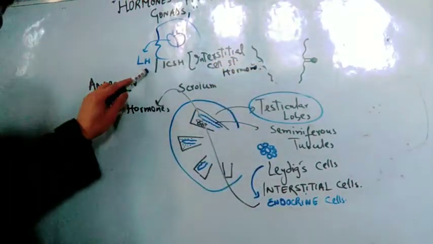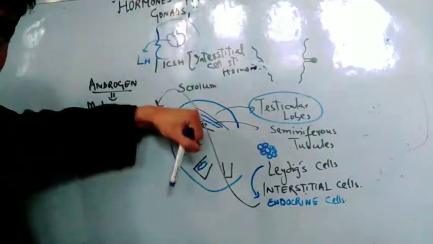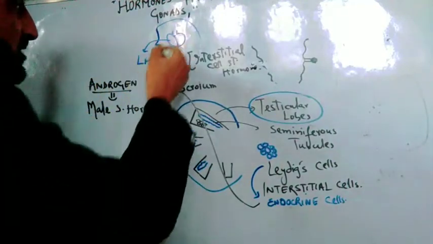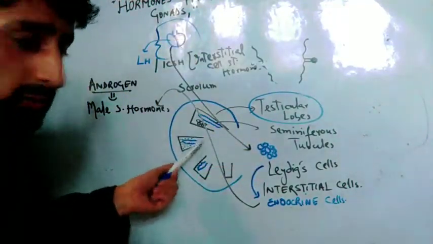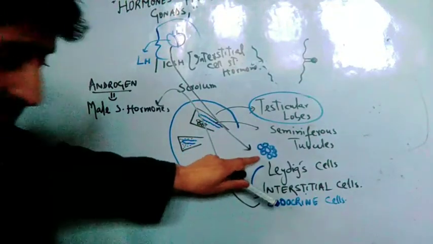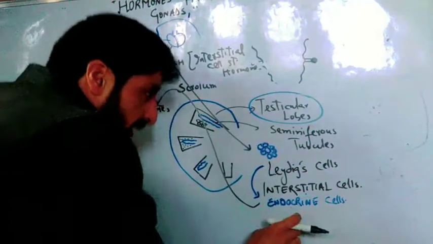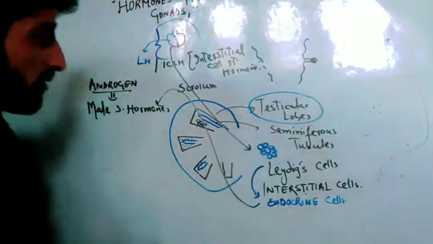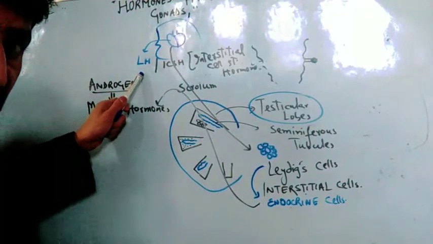This hormone, luteinizing hormone, is produced from the anterior lobe of the pituitary gland and is drained into the blood. From the blood, it is taken to the target organ, and the target organ includes the testicles. Specifically in the testicles, there are special clusters of cells. These clusters of cells are known as endocrine cells. These endocrine cells are stimulated by the hormone you call luteinizing hormone.